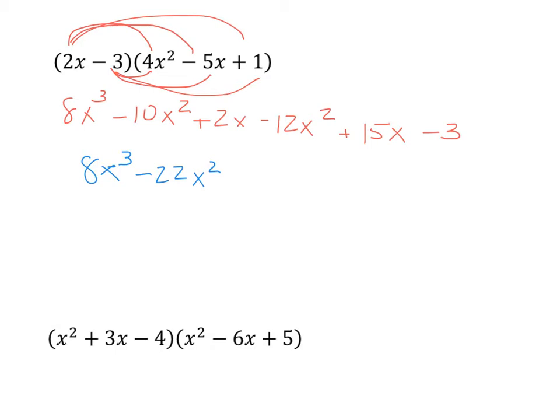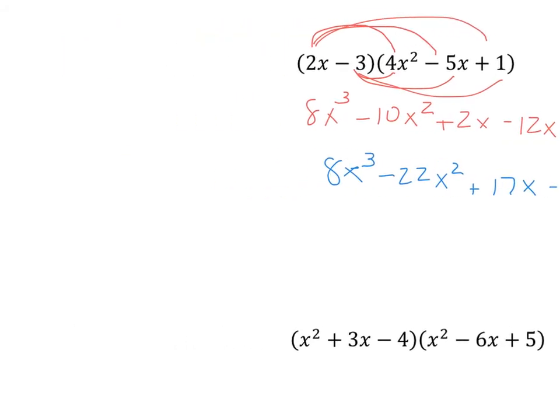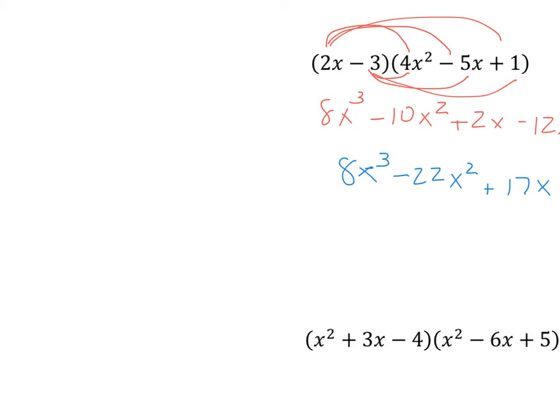Okay, and then the 2x and the 15x combine to a 17x, and then minus 3 is by itself. Now the other way you can do this is with the box method. I'm going to do this over here. And when you do the box method, you're going to put the first polynomial on the side with the sign, so I need to make sure I have my minus 3 here. 4x squared minus 5x and then plus 1 on the top.